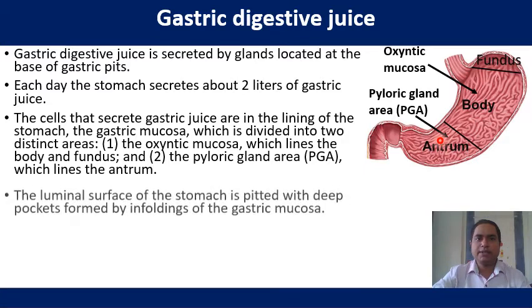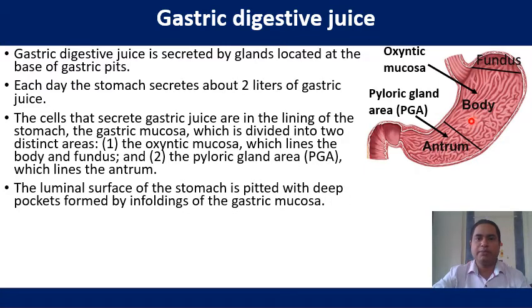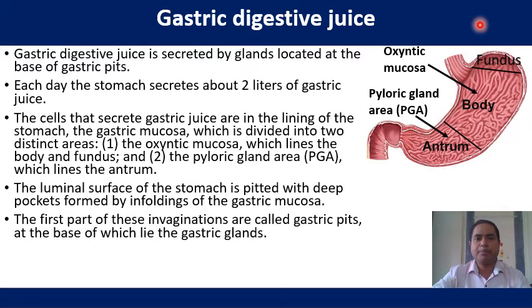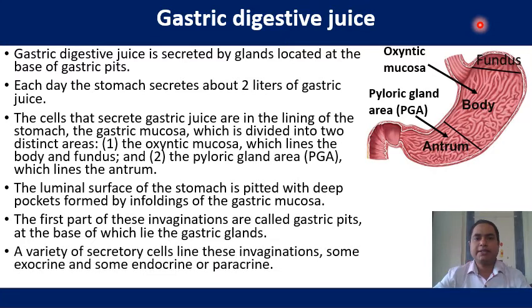The luminal surface of the stomach is pitted with deep pockets formed by the infolding of the gastric mucosa. These invaginations are also called gastric pits, and at the end of them lie the gastric glands. A variety of secretory cells line these invaginations: some exocrine, and some endocrine or paracrine cells.